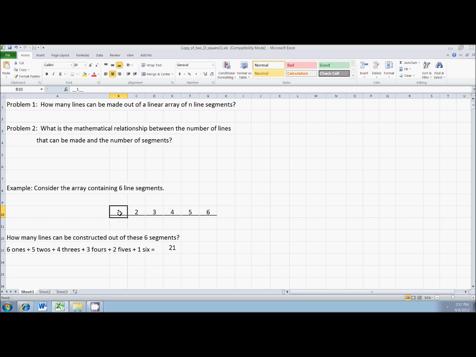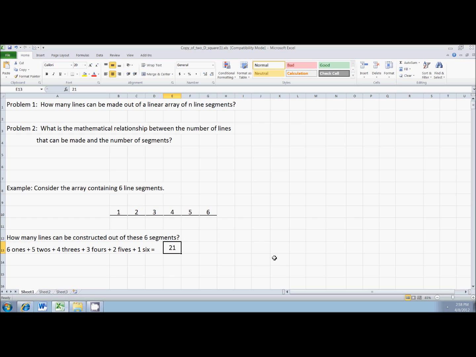Well, we can make unit line segments: unit 1, unit 2, unit 3, unit 4, unit 5, unit 6, so there's 6 ones. But we could also make lines out of 2 segments: 1 plus 2, 2 plus 3, 3 plus 4, 4 plus 5, 5 plus 6. So there's 5 twos, and if you went on, you'd see that there's 4 threes, 3 fours, 2 fives, and 1 six. So for a 6 segment line, you could make up 21 different lines with lengths of 1, 2, 3, 4, 5, 6.